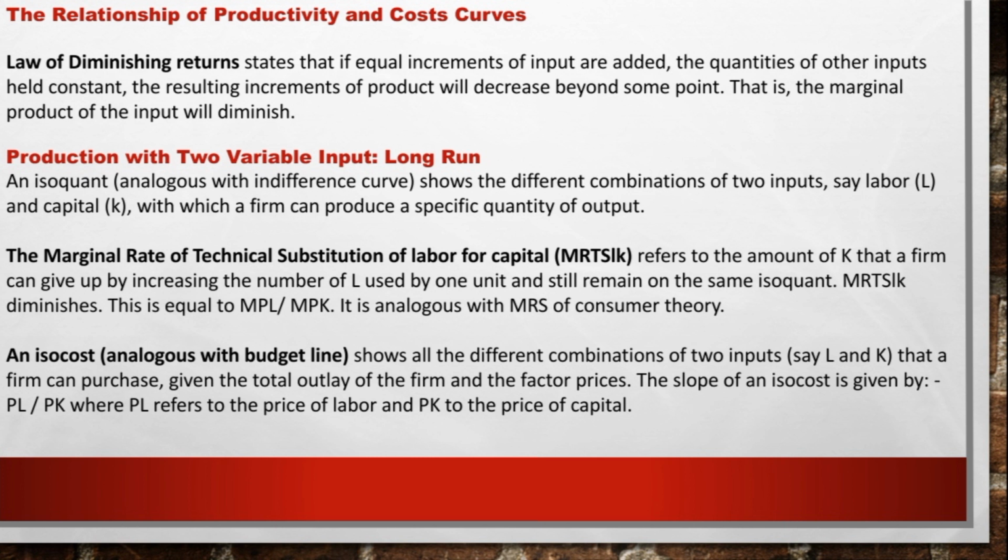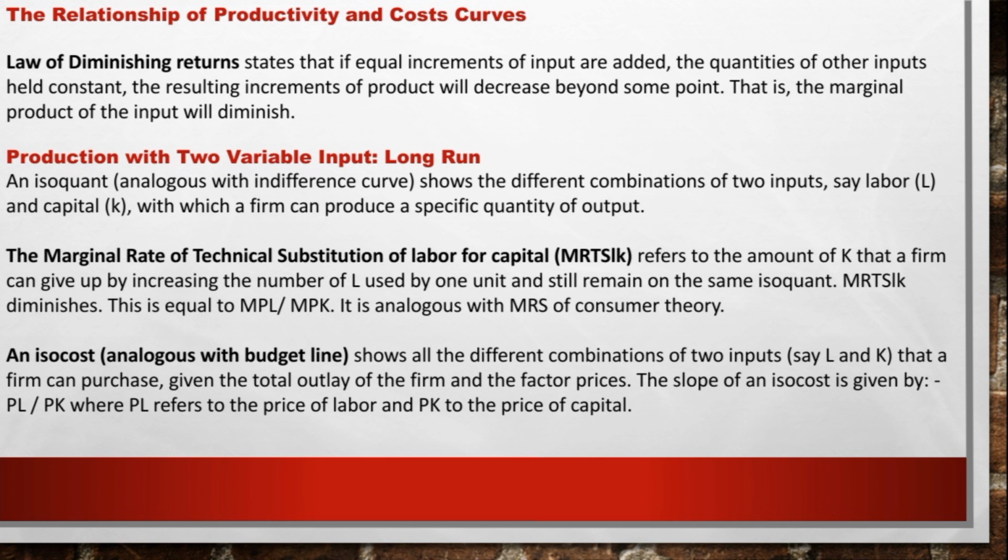An isoquant, analogous to the indifference curve, shows the different combinations of two inputs, say labor L and capital K, with which a firm can produce a specific quantity of output. The marginal rate of technical substitution of labor for capital refers to the amount of K that the firm can give up by increasing the number of L used by one unit and still remain on the same isoquant.